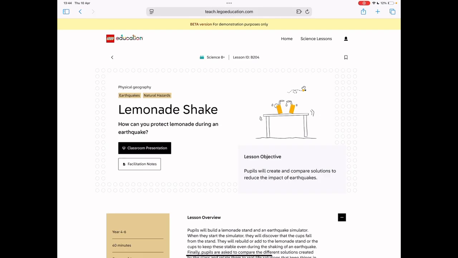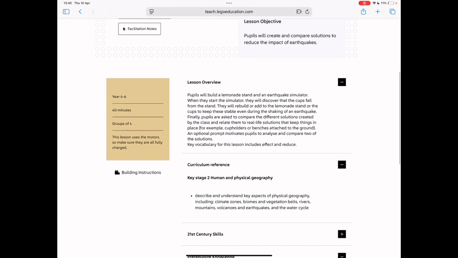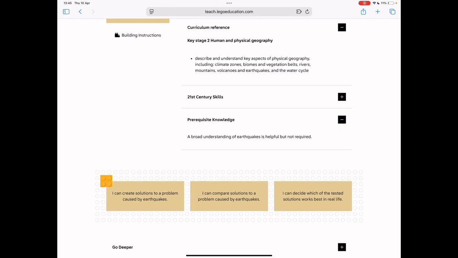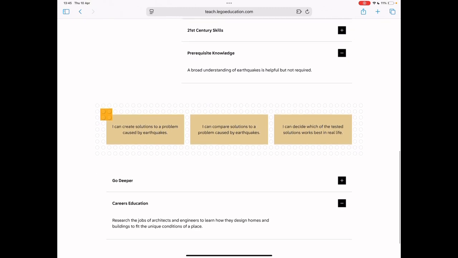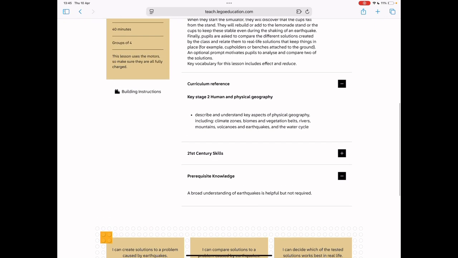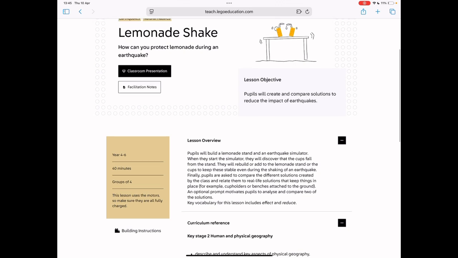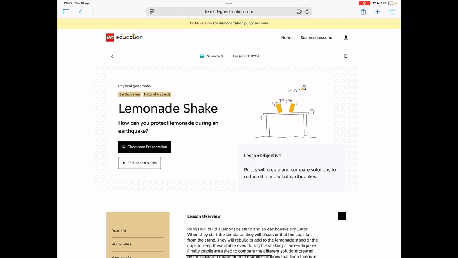Now that we're in the Lemonade Shake lesson, let's see what we've got available to us. So at the very top, we've got the lesson objective, the classroom presentation, and the facilitation notes, which I'll be diving into next. We've also got the lesson overview, the national curriculum objectives and how it links to the lesson. We have success criteria, and we have some extra pieces of information like career links. So a fantastic comprehensive package here for the lesson, and we're now going to dive into the facilitation notes to see how it supports our delivery of the lesson.